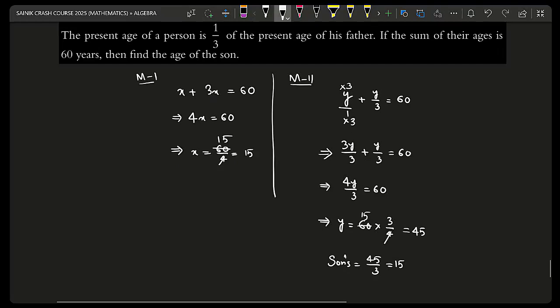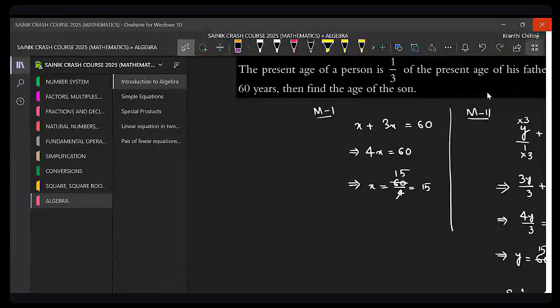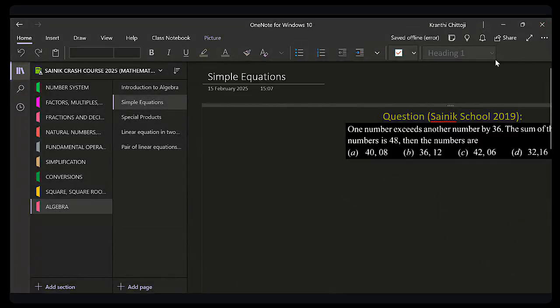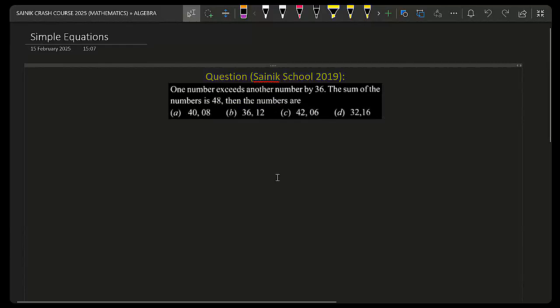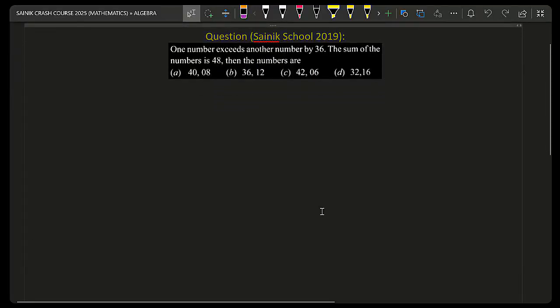Okay, let's try algebra previous year questions. From simple equations, you got this question in the 2019 exam. All of you can try this. One number exceeds another number by 36. The sum of the numbers is 48. Then the numbers are.